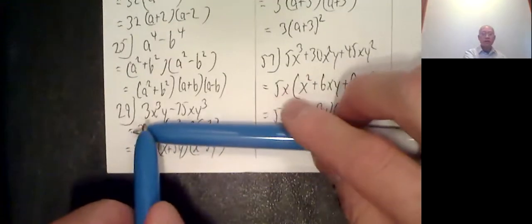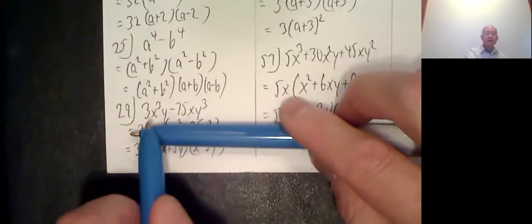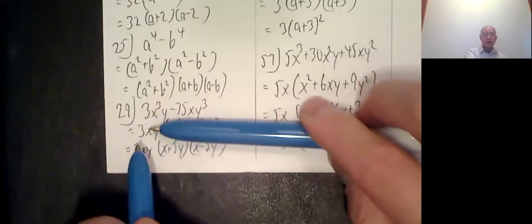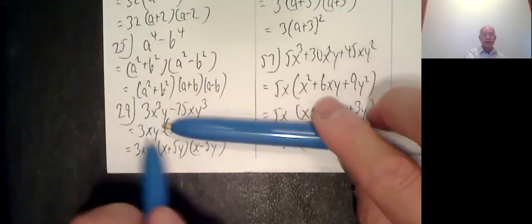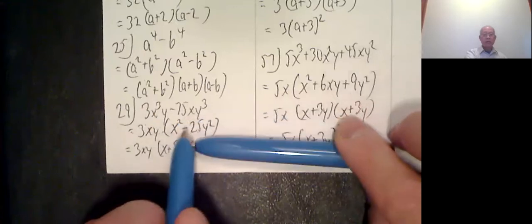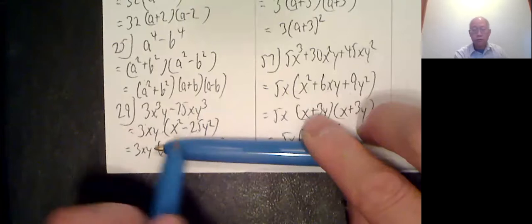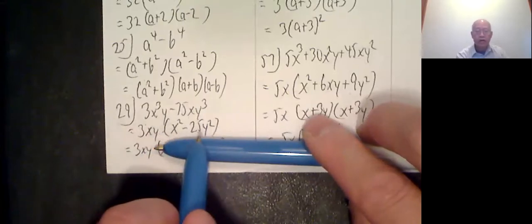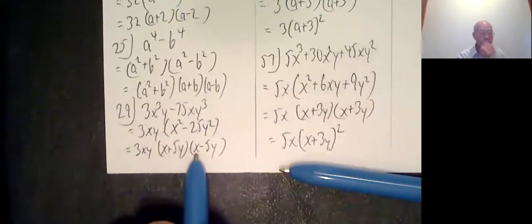Okay, 29 looks more complicated. 3x cubed y minus 75xy cubed. Take out the GCF, greatest common factor. So I can take out a 3, I can take out an x, and a y. So 3xy. And now what do I multiply this by to get these back? X squared minus 25y squared. And now that's the difference of two squares, right? So what do I square to get that? X. What do I square to get that? 5y. So 3xy, x plus 5y, x minus 5y.